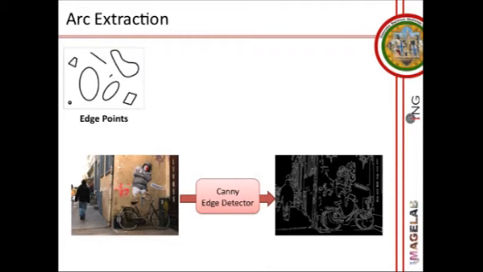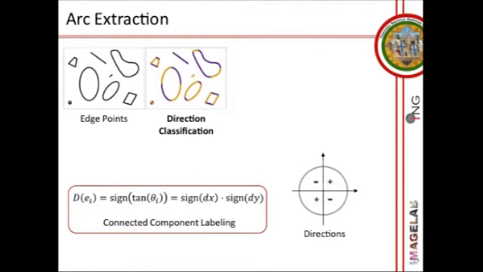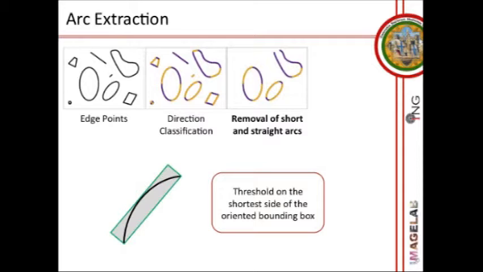Well, we first detect the edge points through classical edge detection, and we use a simple classifier based on the direction of the gradient. We label together the connected edge points within the same direction class. And we remove noise and the straight arcs. We remove straight arcs through thresholding the oriented bounding box. This is a very simple approach, but still it's very effective and is pretty fast. Other methods rely on more sophisticated things such as gradient information and so on, but they're not so accurate.